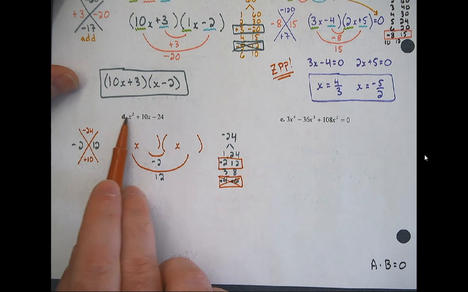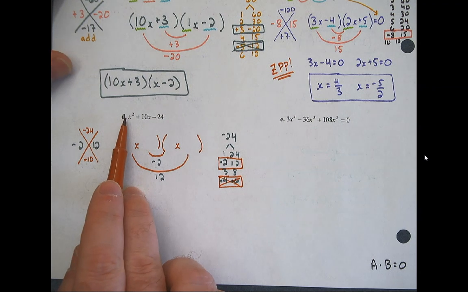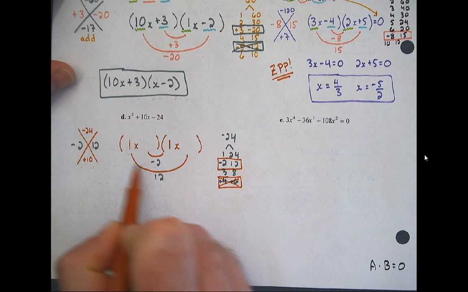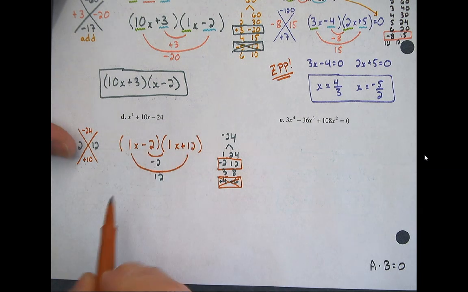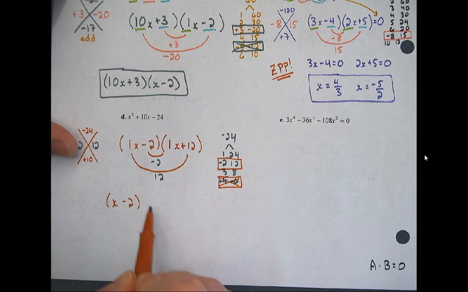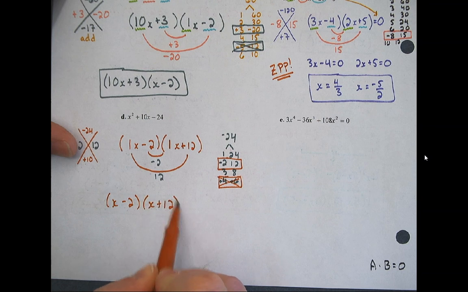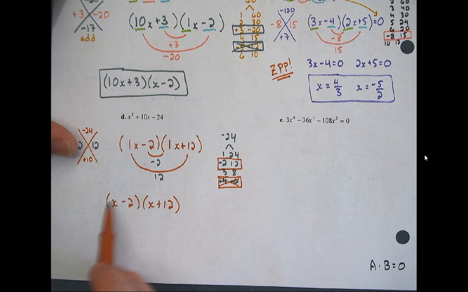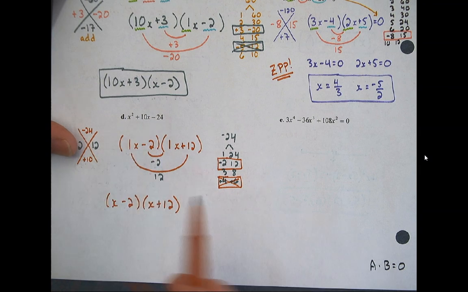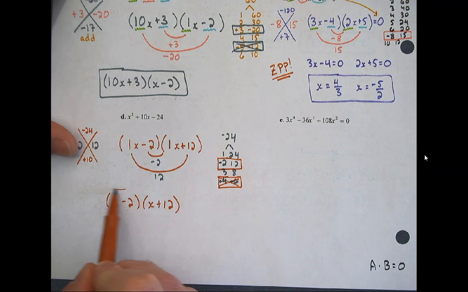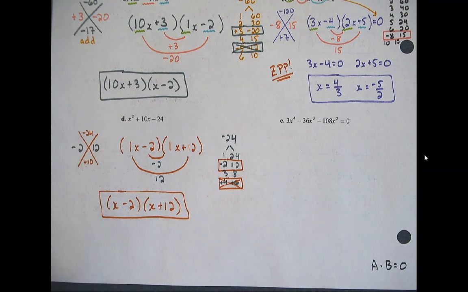Oh, this one's super easy, right? Because what's the only way to break down 1? It's 1 and 1. Then you just finish your loop. So that's got to be a positive 12. That's got to be a subtract 2. So I get x minus 2 and x plus 12. Distribute to double check. X squared. 12 take away 2 is 10. That's negative 24. Do I need to ZPP? No, because it doesn't equal 0. So then that's it.